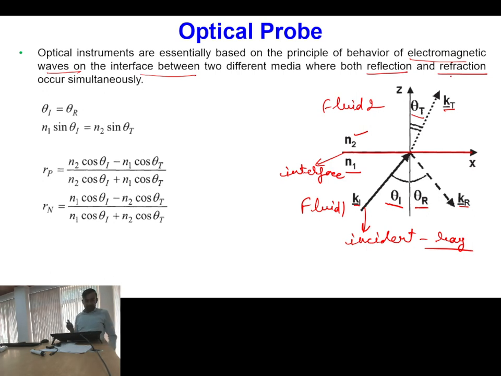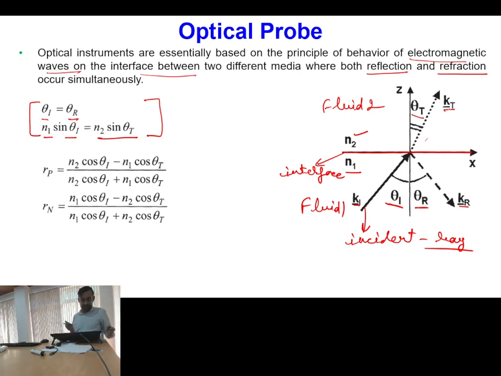Okay, typically from our fundamental Snell's law we know that theta i will be equal to theta r, and n1 sine theta i will be equal to n2 sine theta t. So these are the two important relations which fundamentally we know from our optical fundamentals. Okay, now whenever this incident ray is coming, then part of this is reflecting and part is refracting. So of course there will be changes in its intensity.